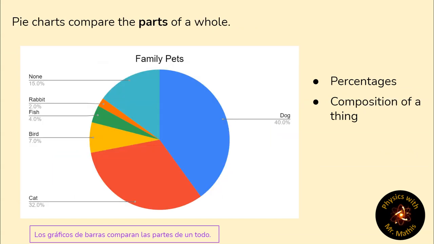Pie charts compare the parts that make up a whole thing. They're usually made with percentages, and they let you compare the composition of the whole thing. Sometimes we make pie charts at different points in time, showing how the composition of the thing changes over time.